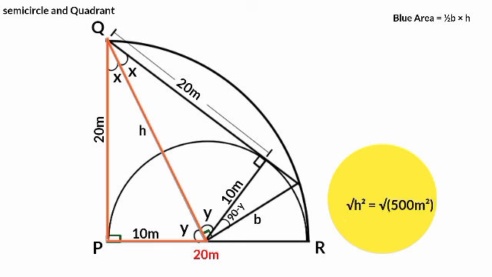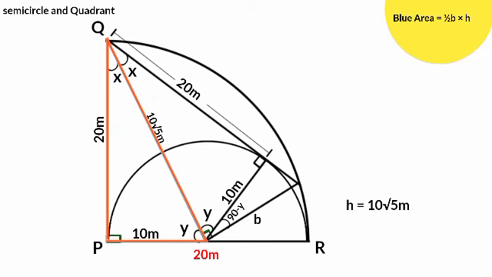Taking the square root of both sides, here square root of h squared is h, and here square root of 500 meters squared. Since 500 meters squared is same as 5 times 100 meters squared, square root of 5 times 100 meters squared is square root of 5 times square root of 100 meters squared. Square root of 100 meters squared is 10 meters. So h equal to 10 root 5 meters. That is, the length of this side is 10 root 5 meters. We will also substitute h equal to 10 root 5 meters here. So blue area equal to 1/2 base times 10 root 5 meters.